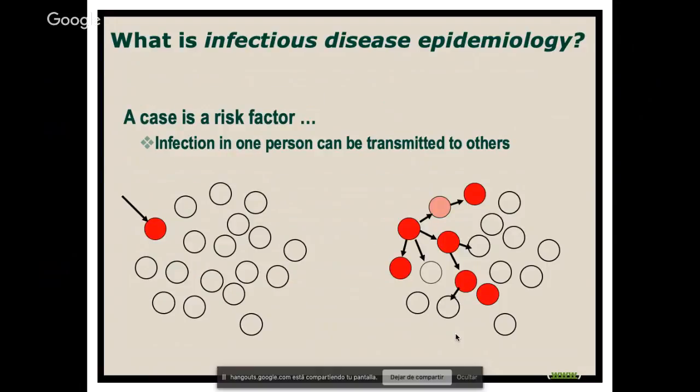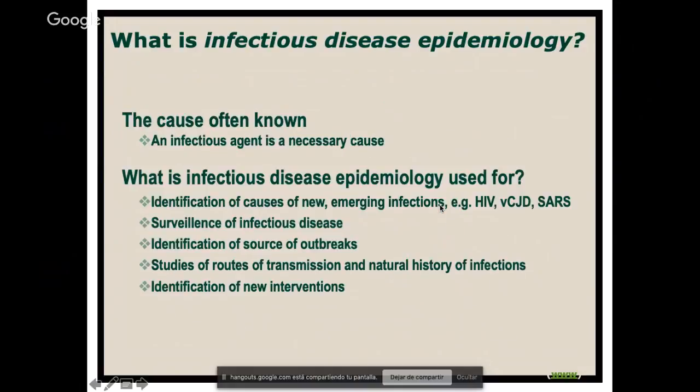What is a case? Is a case a risk factor? We have an infection in one person that can be transmitted to others. As we can see in this image, we have a first case and then the disease is spread. The cause is often known, in that an infectious agent is a necessary cause.